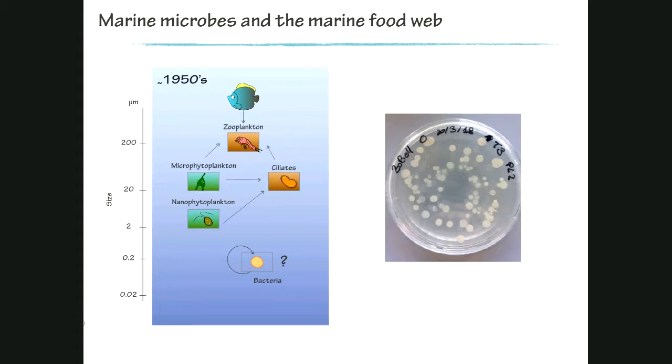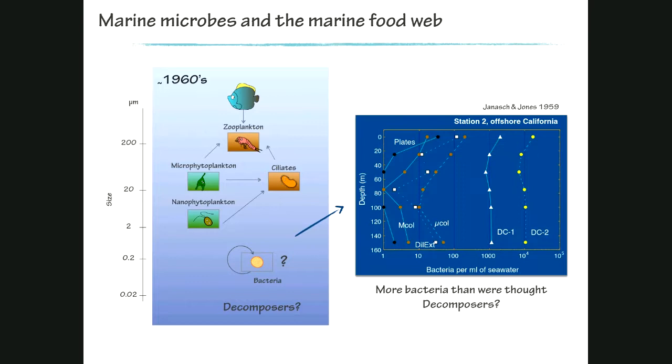So it was known that bacteria were there in the sea, but they were not really connected with high trophic level. It was only known that they existed and that they were very small and that they could grow on plates, and you could see them under microscopes.